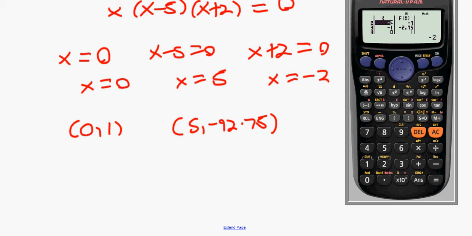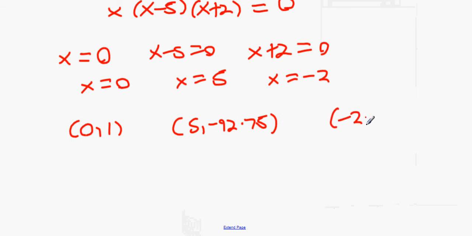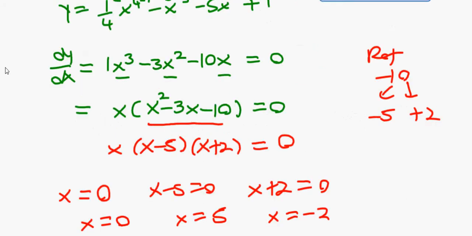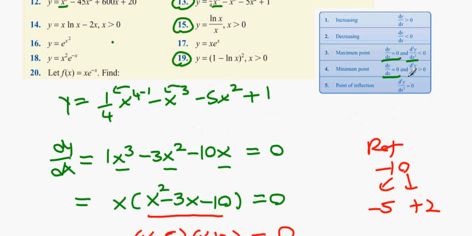And then the final one is going to be minus 2, and we find out what the minus 2 is. Minus 2, minus 7. Now, what I have to do is determine whether each one of these is a maximum or a minimum. To do this, I get the second derivative and test if it's smaller than 0 or bigger than 0.